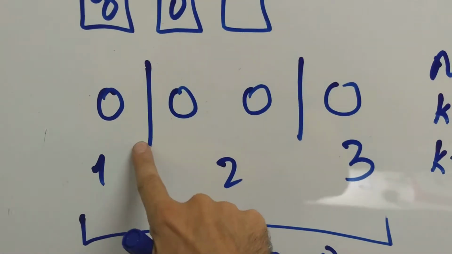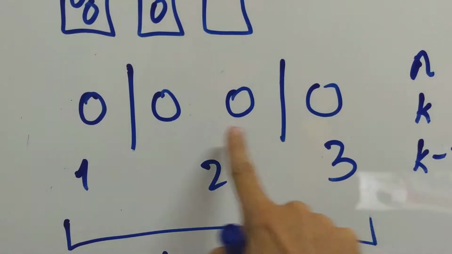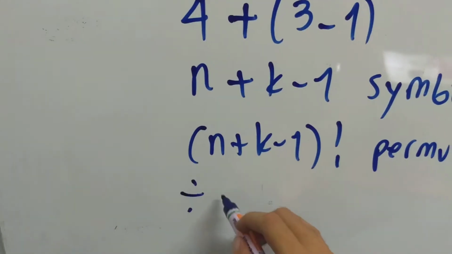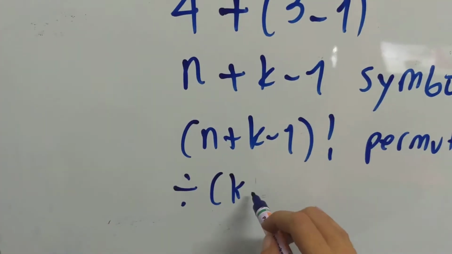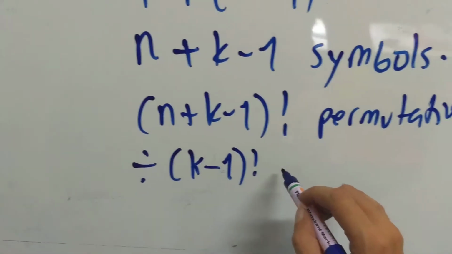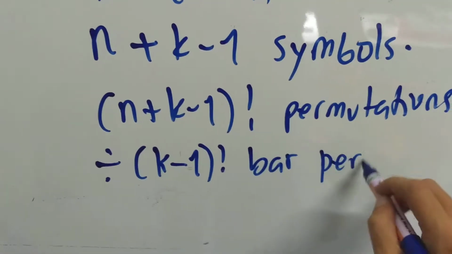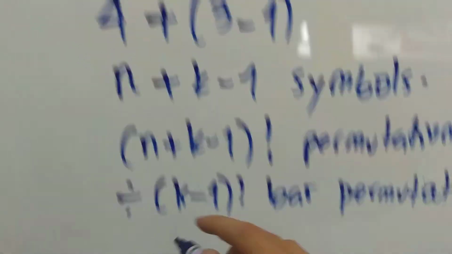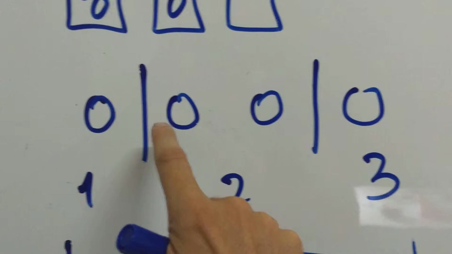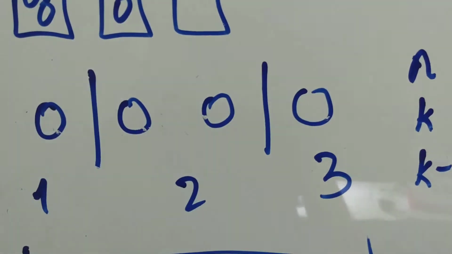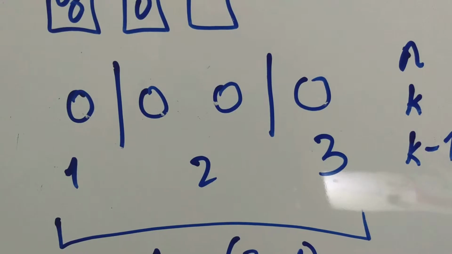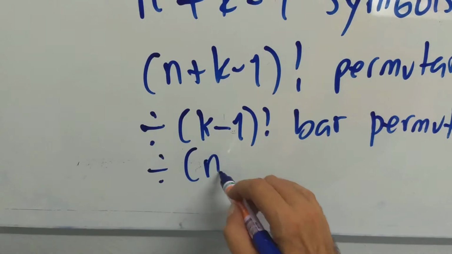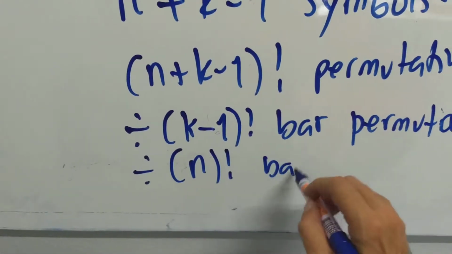Does it matter if I put this bar here or this bar here? No, it doesn't matter. So I have to divide out the useless bar permutations. That's K minus 1 factorial bar permutations. I don't need those. And the same thing here. If I move this ball here and this ball here, or this ball here and this ball here, it makes no difference to the problem at hand. So I can divide out N factorial ball permutations.